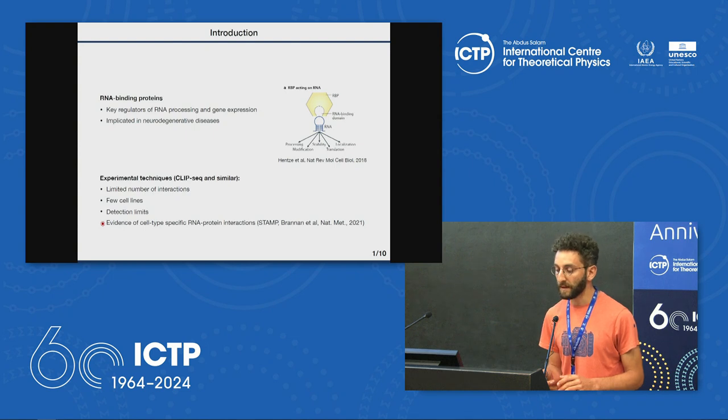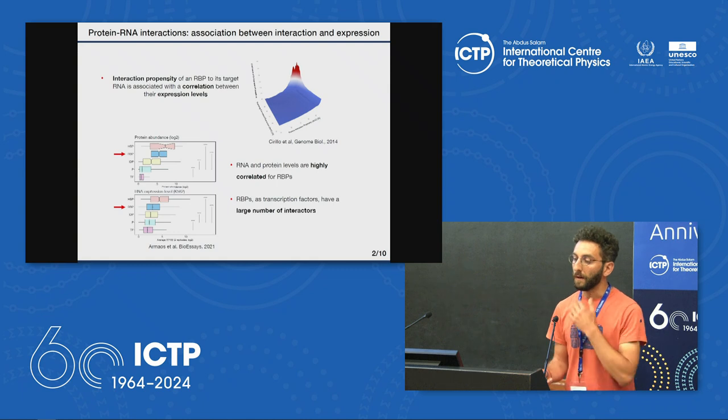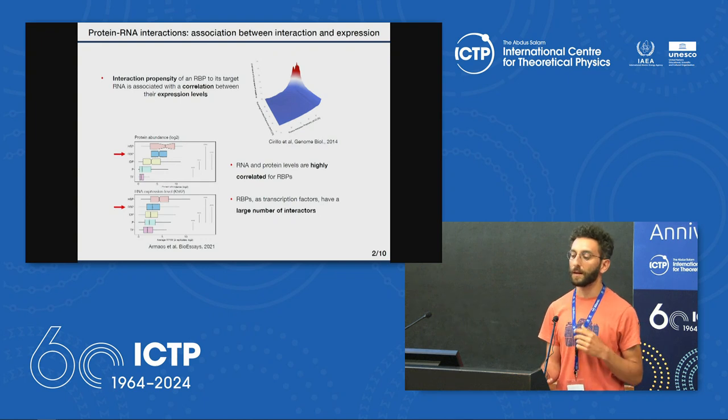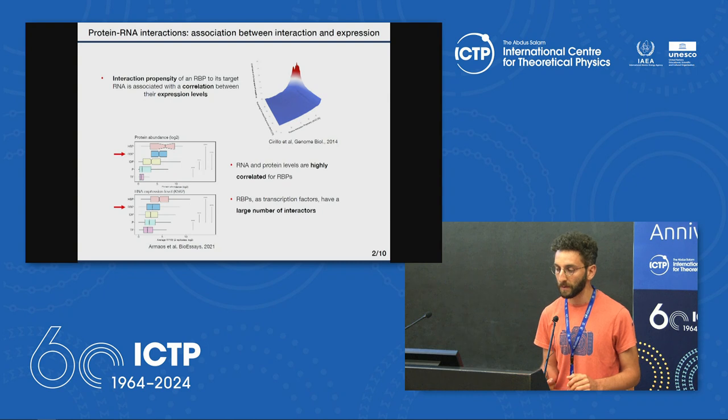Finally, recently, there has been evidence of cell type specific RNA protein interactions. So there is a need for computational methods to predict RNA protein interactions at a cell type level. Previous work from our lab has shown that there is an association between the interaction propensity of an RNA-binding protein to its target RNA with a correlation between their expression levels. And this was shown by computational analysis on bulk RNA-seq data from human cell lines.